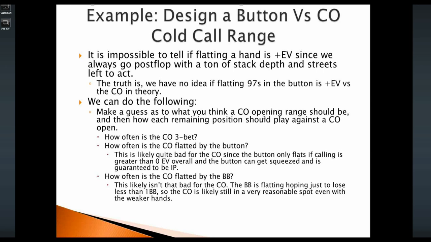So I know the title says design a button versus cutoff cold calling range, but in order to do that, we need to know how every single position plays. We want to take into account how bad it is when the cutoff opened and got flatted by the button and the cutoff has the weakest hand in its range? Probably really bad. If the cutoff got flatted by the big blind, probably not as bad. If the cutoff gets 3-bet, then we know the cutoff lost its entire open. So if the cutoff's opening to 3 or 3.5 big blinds, it loses everything. So we can use this information to overall design ranges that we think look reasonable. So let's do a cutoff flat and chat while we do it.